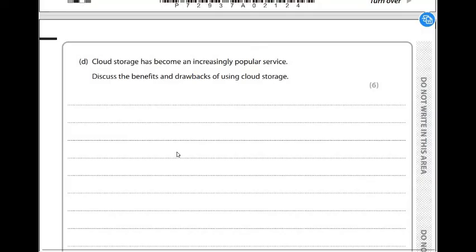So there you have it, a comprehensive walkthrough of the iGCSE Computer Science 2023 theory paper. Remember, practice makes perfect, so grab some past papers and give it a go.